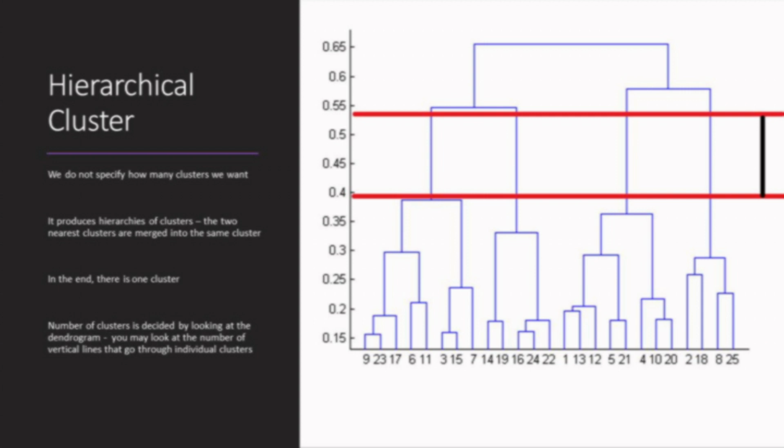The number of clusters is determined by looking at the dendrogram. You may look at the number of vertical lines that go through individual clusters. And so here we can see that if we have two lines that go across this grouping here, each red line hits each cluster group only twice. So it makes sense here to hit it four times. So we can see there's kind of a natural break, right?